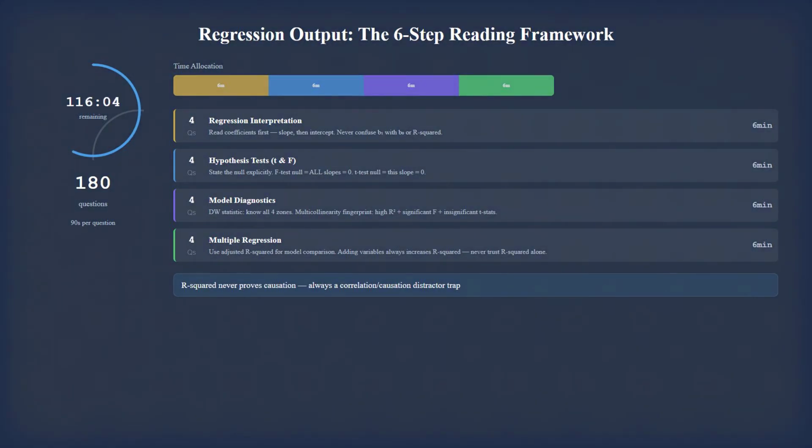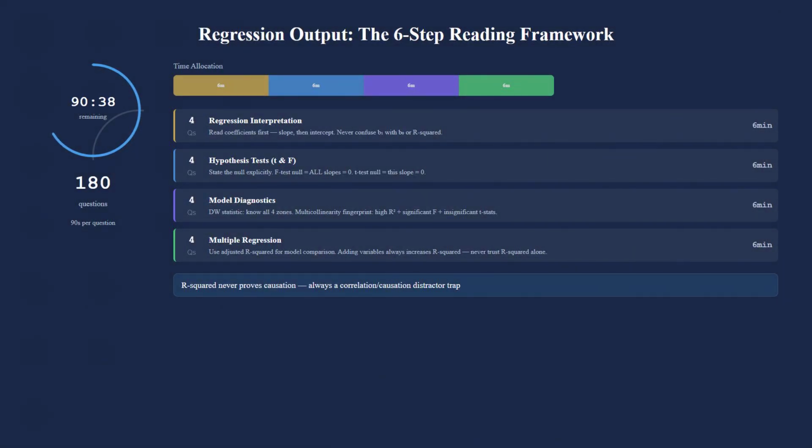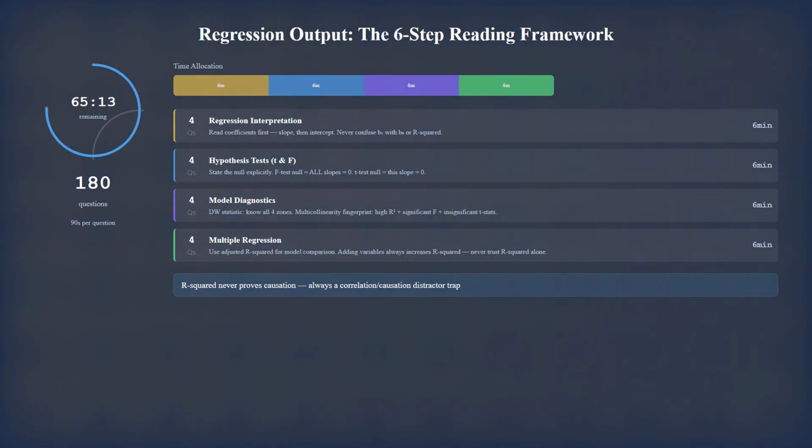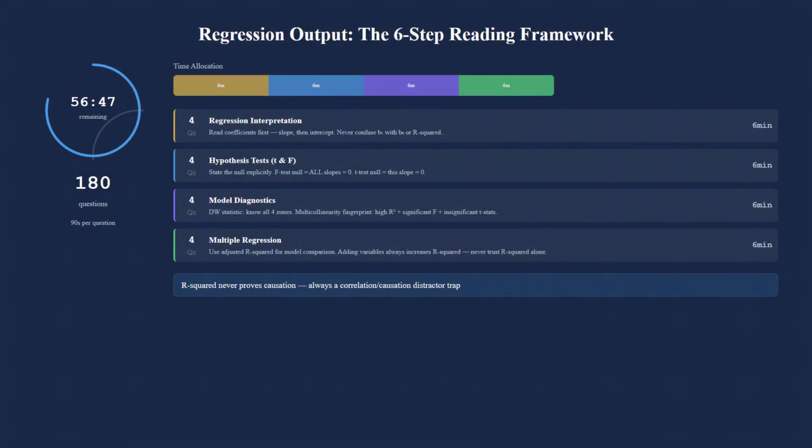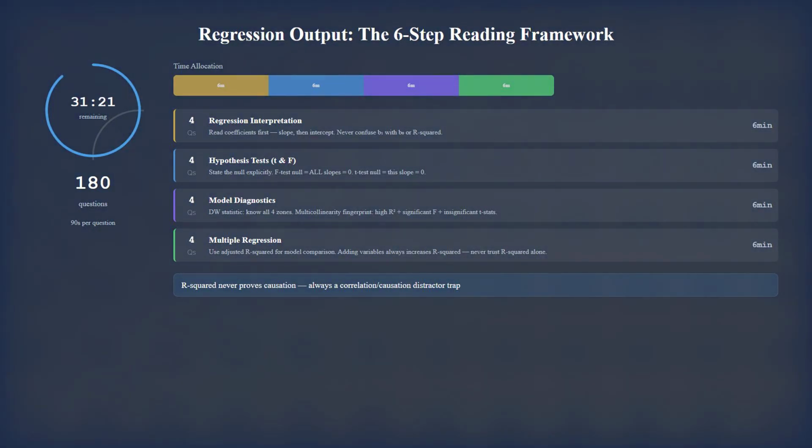5. F statistic. Is the model as a whole significant? State the null, all slopes equal 0. 6. DW statistic. Near 2 is fine. Below DL means positive serial correlation. Above 4 minus DL means negative serial correlation. Between DL and DU is the inconclusive zone.